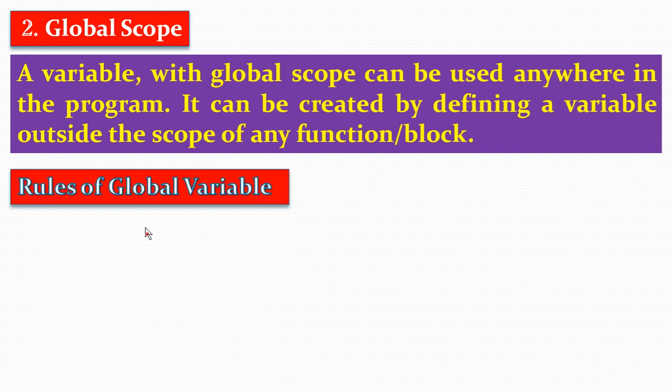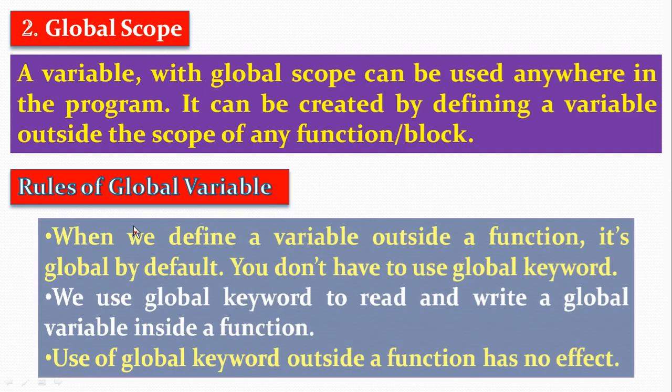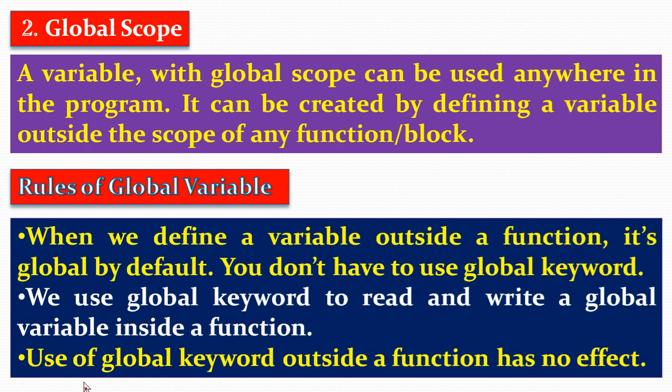Rules for a global variable. What are the rules for a global variable? It can be asked as a 3 mark question. When we define a variable outside a function, it's global by default. You don't have to use the global keyword. We use the global keyword to read and write a global variable inside a function. We are going to see this explanation using examples hereafter. Use of the global keyword outside a function has no effect.